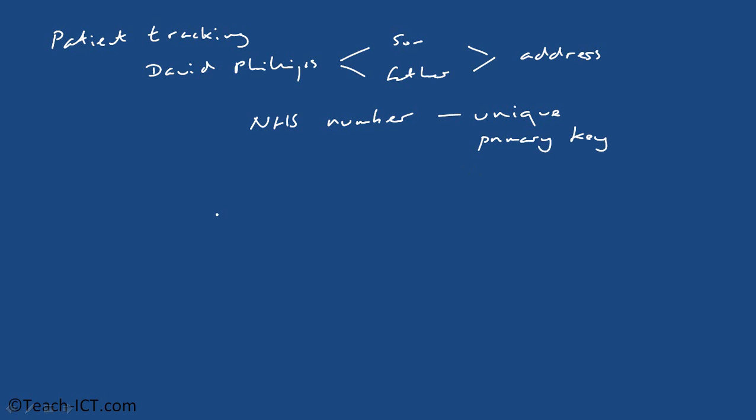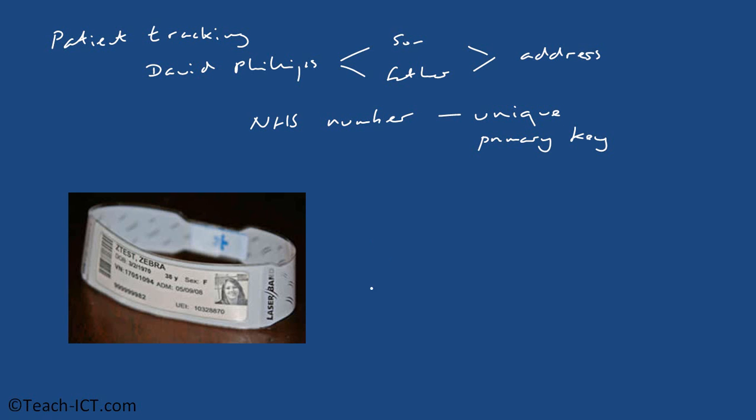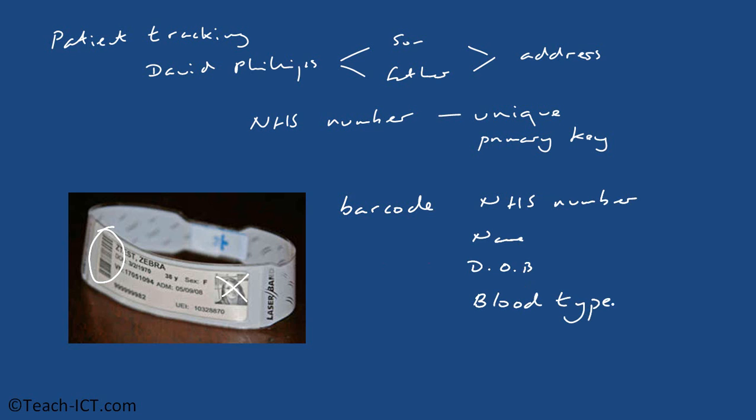And when you go into hospitals now, if you're undergoing some operation, you'll get something issued to you which looks a little bit like this. I think this is an American one, because on the British ones, I had one recently, we don't have photographs on it. But what you do see over here is a barcode. That barcode will contain four things: your NHS number, your name, your date of birth, and your blood type, which we'll look at in a moment.